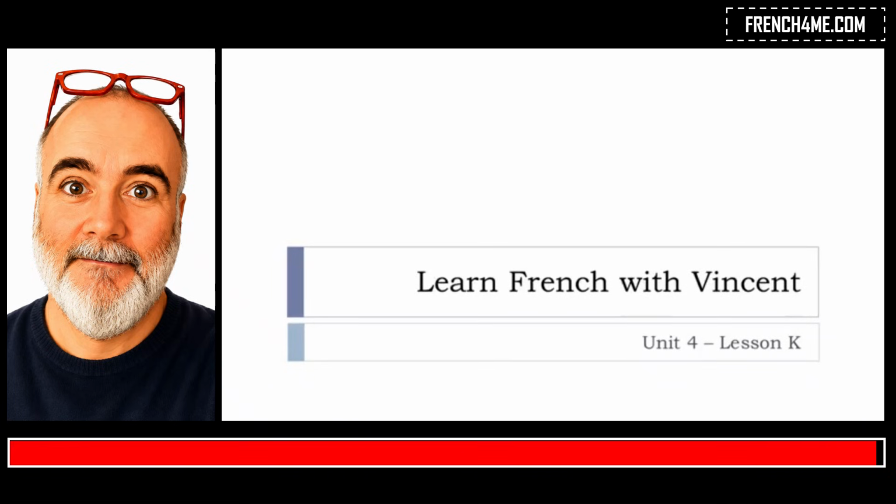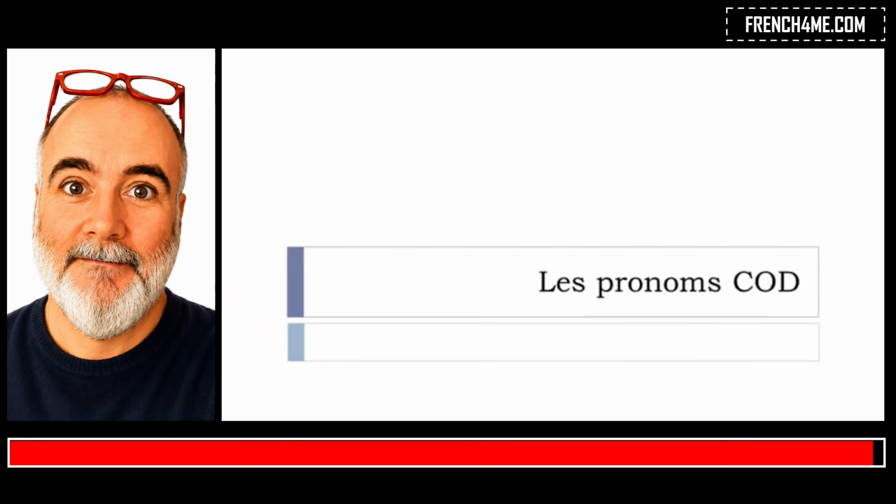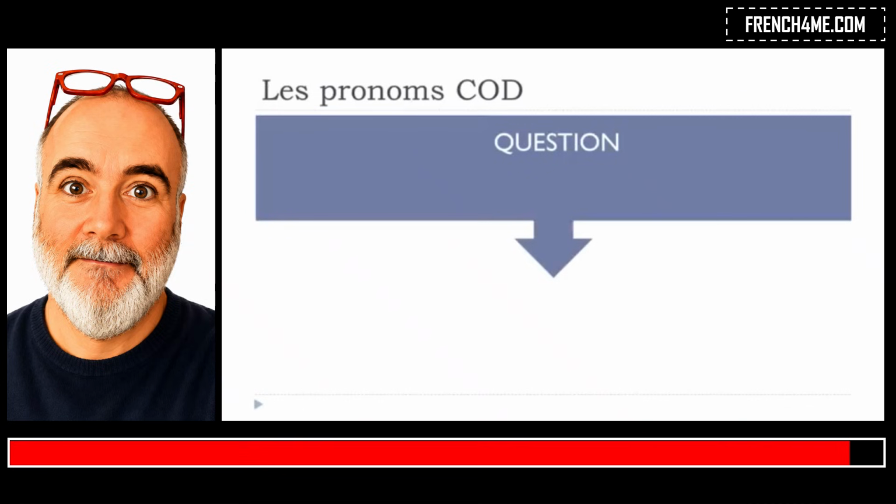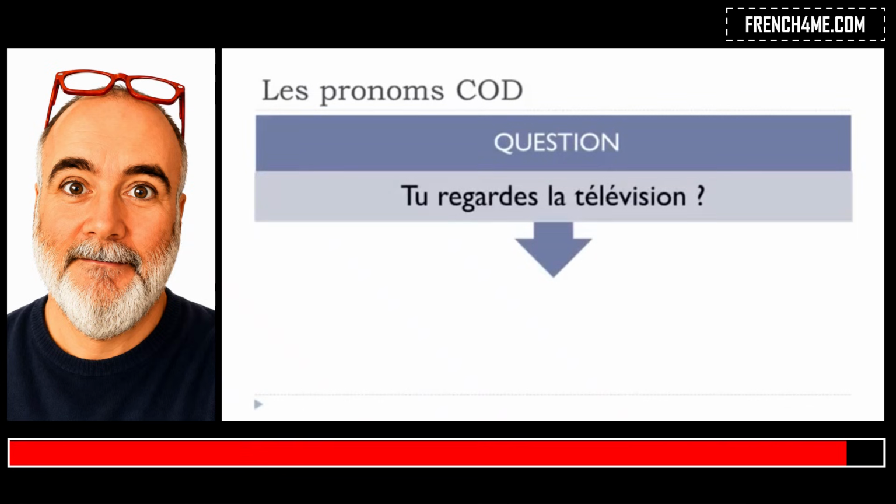This is Unité 4, leçon K, and in this lesson we'll discover a big thing: les pronoms COD. No stress, but still it will be quite important. Let's take first a sentence. It's a question: tu regardes la télévision. Regarder is to watch.